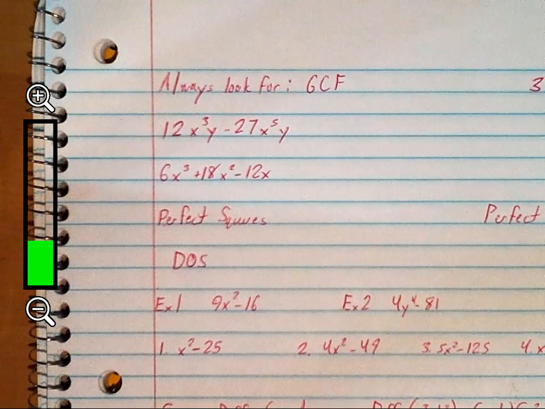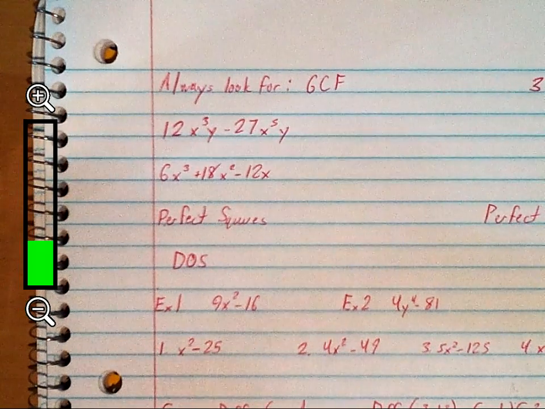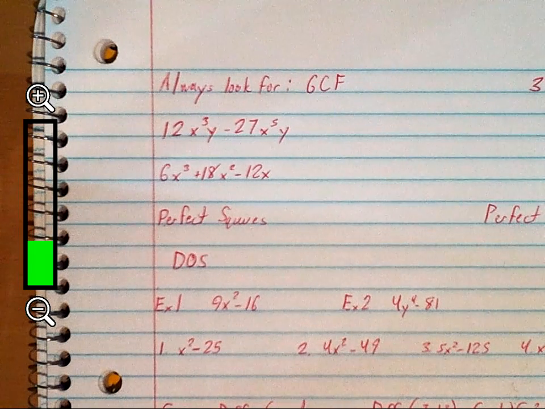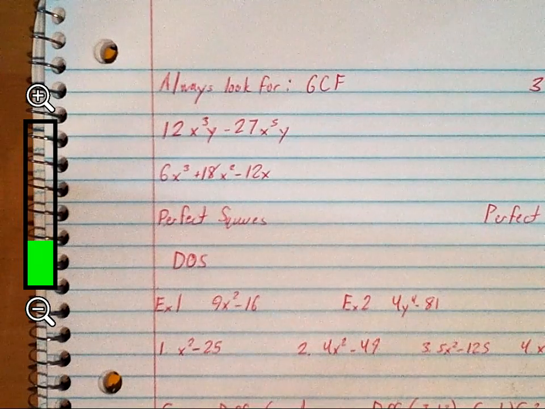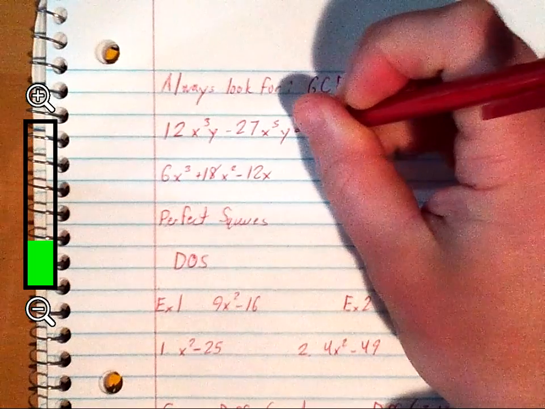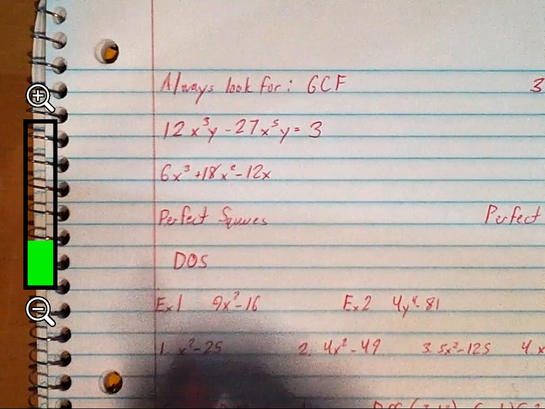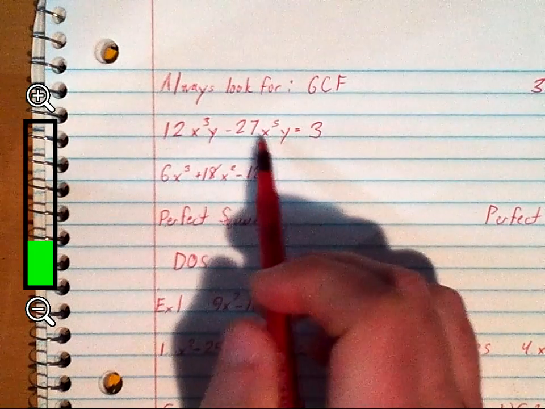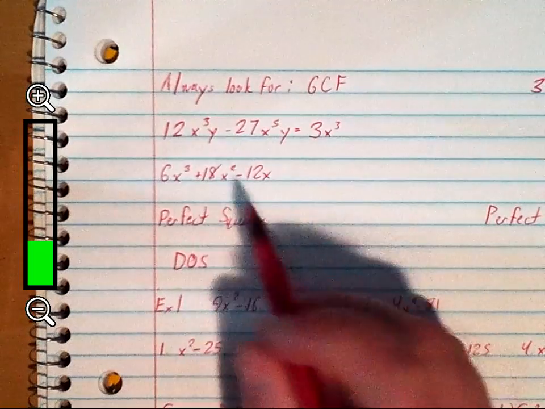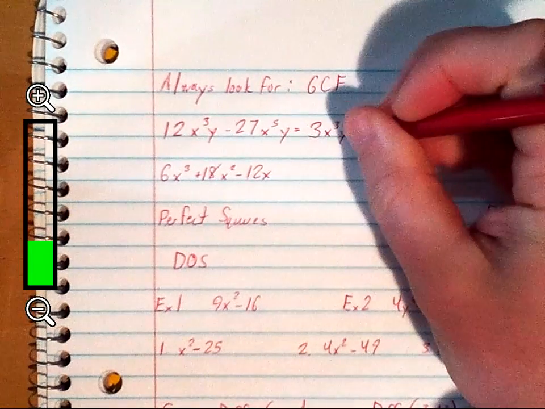The first one we have is 12x to the third y minus 27x to the fifth y. If I'm looking at my coefficients, both of them can be factored by 3, so I can pull out a 3. Looking at both, we have x to the third here and x to the fifth here, so I can pull out x to the third. And then I have y here and y here, so I can pull out 1y from both.